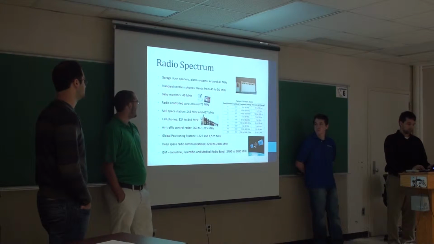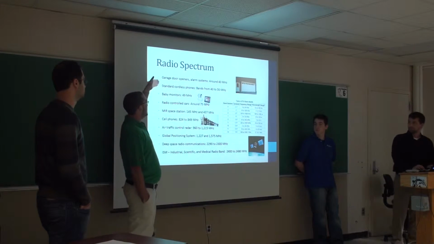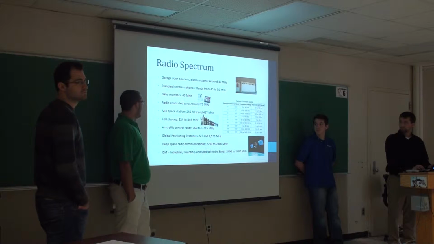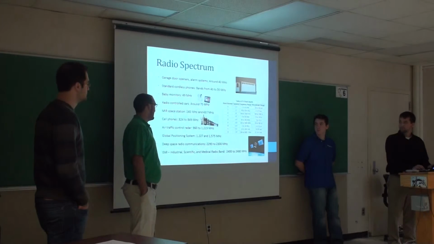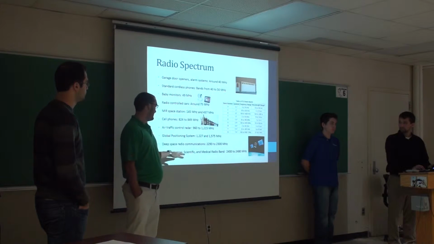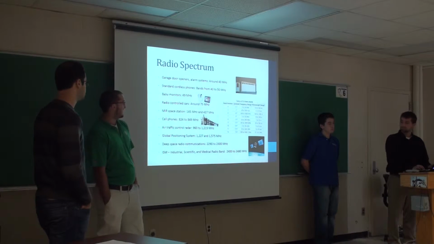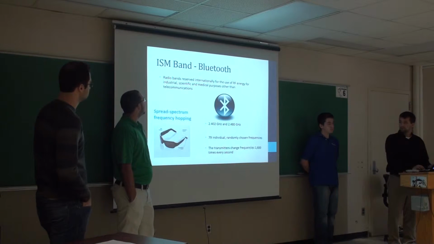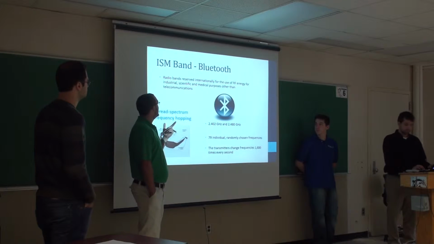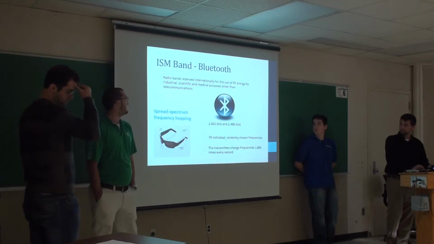So on this slide, I have some products listed that use the radio band frequencies. For example, garage door openers typically operate around 40 megahertz, baby monitors 49 megahertz, cell phones can be anywhere from 824 to 849. The one we're going to be using for our project is actually the ISM band, which is the Industrial, Scientific, and Medical Radio Band. It's from 2400 to 2480 megahertz. This ISM band is a group of radio bands that are reserved internationally for the use of RF energy for, like I said, industrial, scientific, medical purposes other than telecommunications.